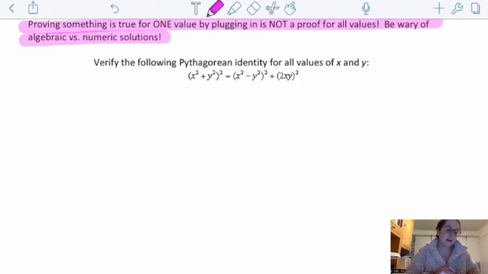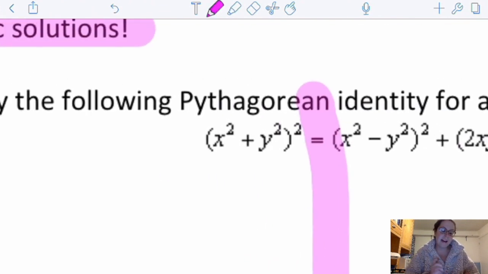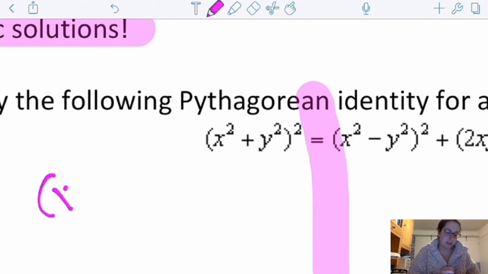So if you got a question like this, verify that this is an identity for all values of x and y. What I'm really going to do is sort of treat the left side and the right side separately. And my goal is going to get them to look the same. So on the left side, I have x squared plus y squared. And squaring, remember, means multiply it by itself. So you can either use double distribution or you can use a table to multiply these.